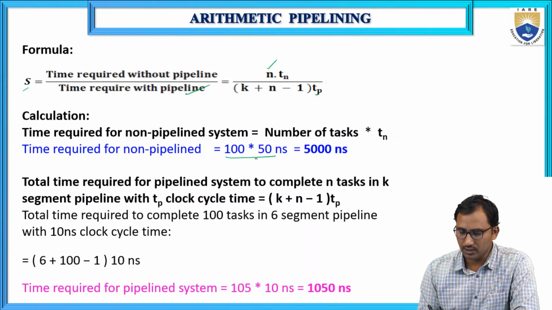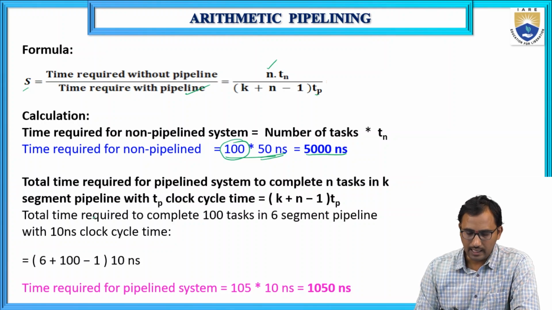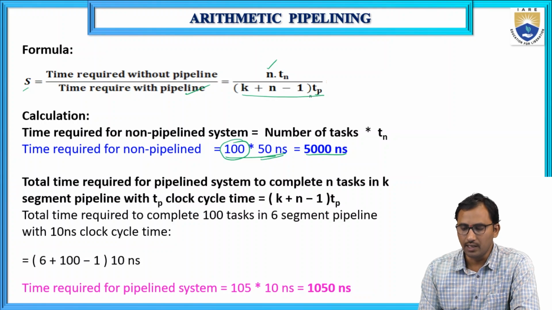Let's calculate the time required for non-pipeline execution of the task. That will be n into Tn. Here n is 100, the number of tasks, and the time for non-pipelined execution per task is 50 nanoseconds. So in total we get 5000 nanoseconds. Similarly, calculate the time required for pipelining. The formula is (k plus n minus 1) into Tp, where k is 6, n is 100, and Tp, the pipeline execution time, is 10 nanoseconds. So it gives 1050 nanoseconds.